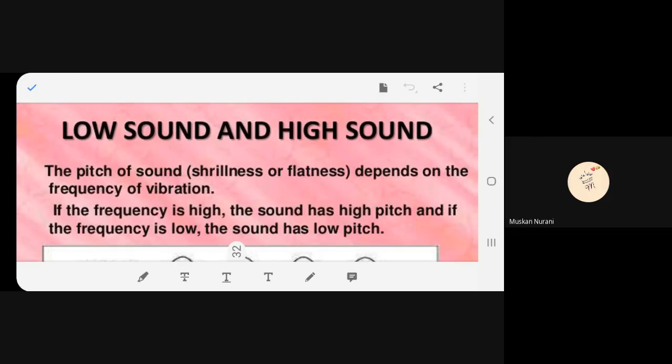Now, did you get the relation between the frequency and the pitch of sound? Yes, boys. Yes, ma'am. Did you get the relation between the pitch of the sound and the frequency? High pitch, high frequency, shrillness. Low frequency, low pitch, flatness. Okay.